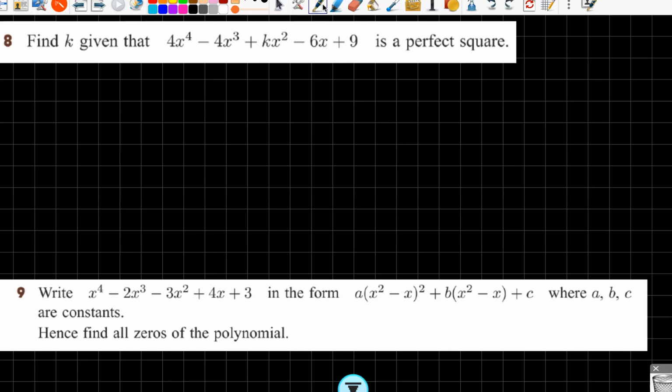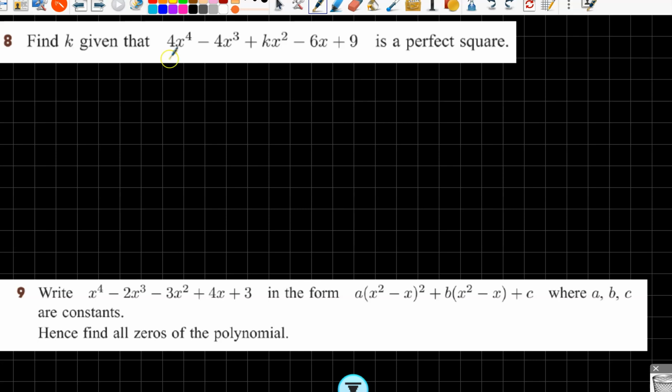So find k, given that the expression is a perfect square. For us to do that, what does that mean if it's a perfect square? It's something times by itself, right? Yeah.